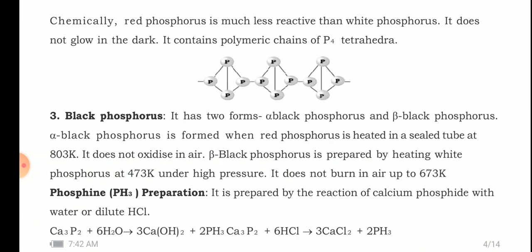Next we have got phosphine, PH3. It is prepared by the reaction of calcium phosphide with water or dilute hydrochloric acid. So when calcium phosphide reacts with water, it forms calcium hydroxide and phosphine.